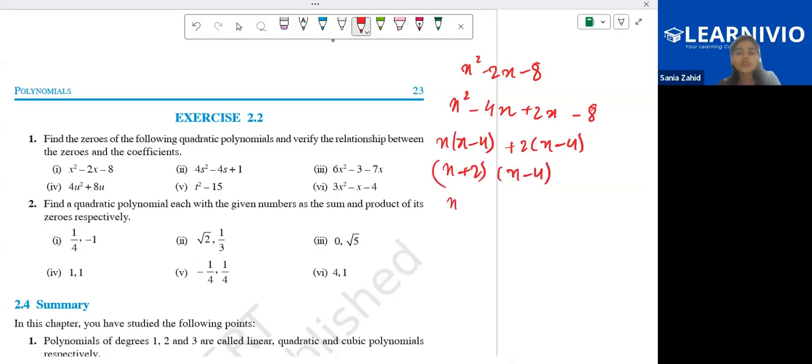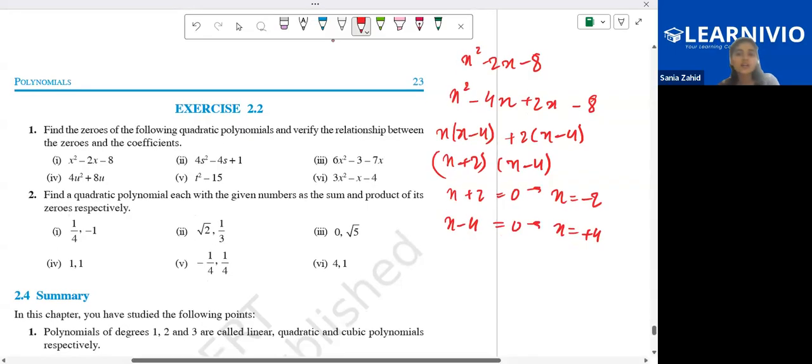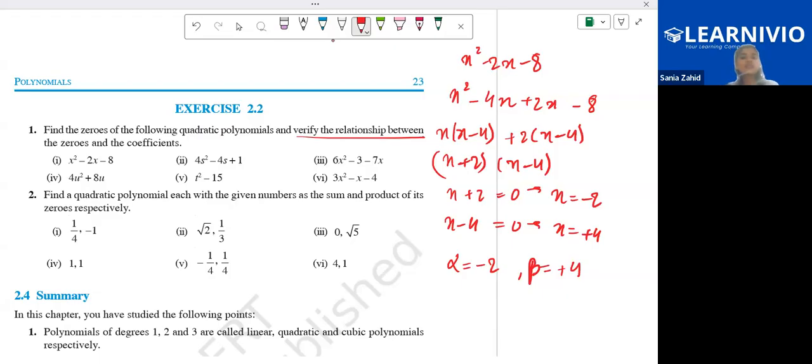So x plus 2 is equal to 0, so x comes out to be minus 2. Then you get x minus 4 is equal to 0, so x is equal to plus 4. Right. So basically alpha is minus 2 and beta is plus 4. But our question does not end here. You also have to verify the relationship. So how do you verify the relationship?